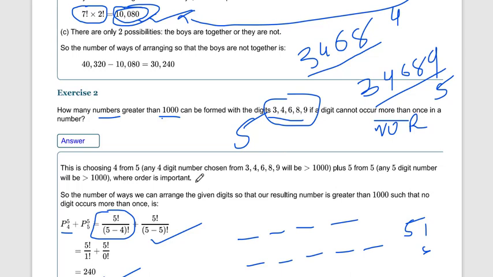Okay, so in this way we can solve these different types of examples.